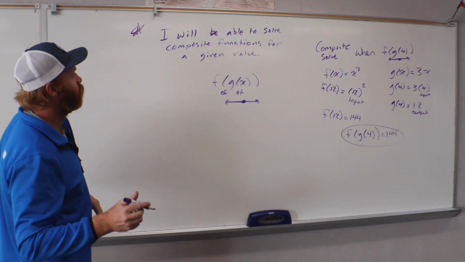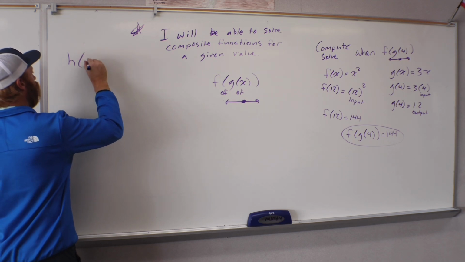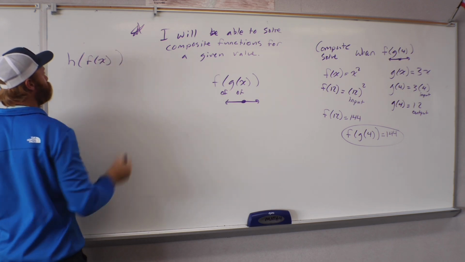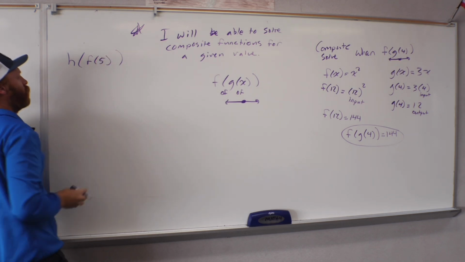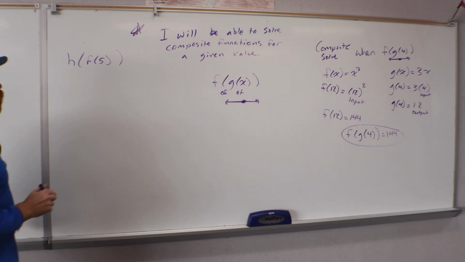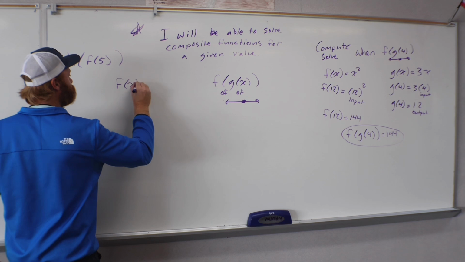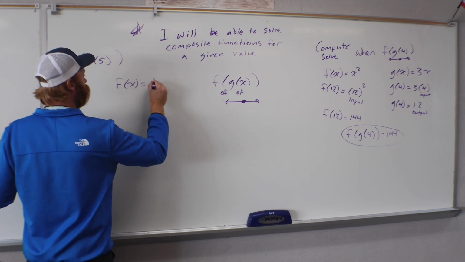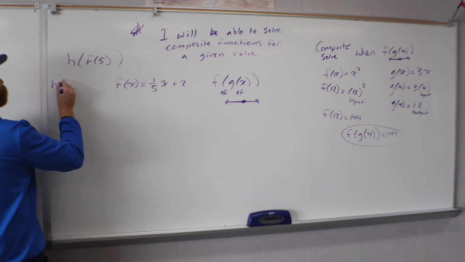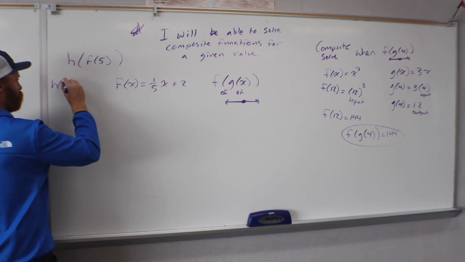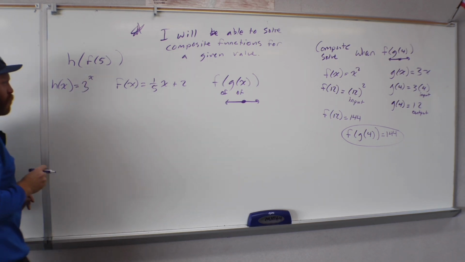We'll look at another example. Maybe we would have something like h of f of x. And maybe we'll say our x is going to be 5. In this case, we might have f of x equaling 1/5 x plus 2, and h of x will equal 3 to the x power.